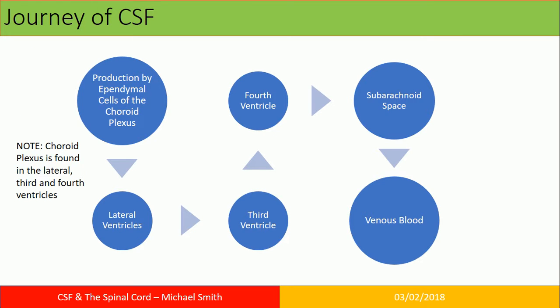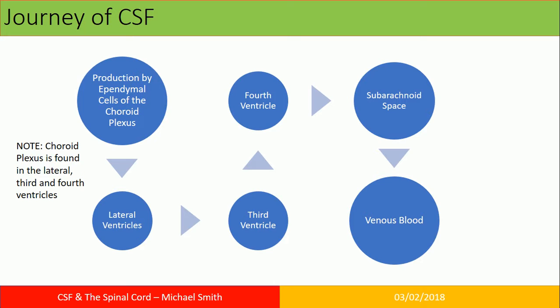So this is the journey of our CSF. So it's first produced by ependymal cells of the choroid plexus, and the choroid plexus surrounds the whole of our ventricular system, and these ependymal cells are how the CSF gets produced. So for the sake of this, I'm going to start with the lateral ventricles, but this CSF can be produced in the third or fourth ventricle.